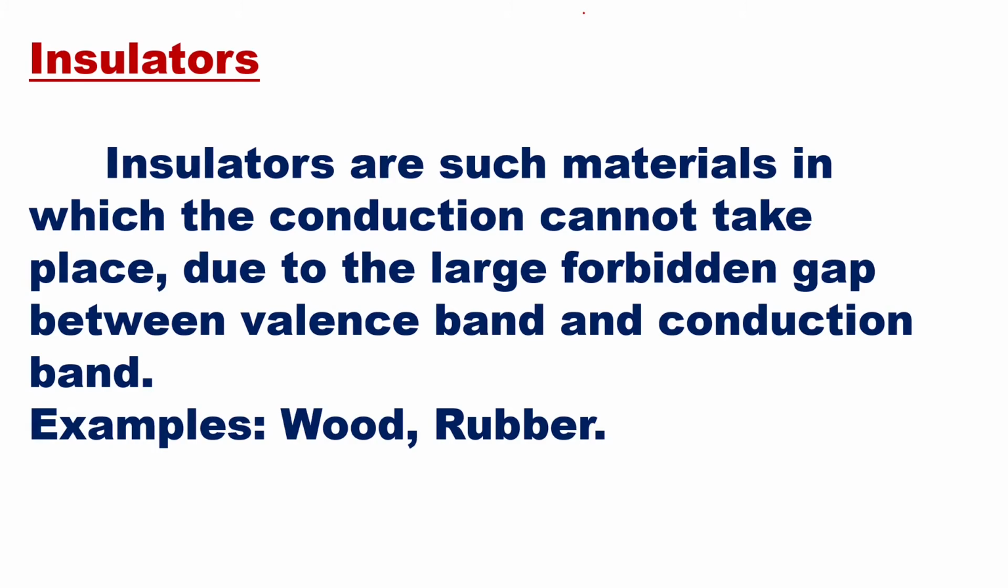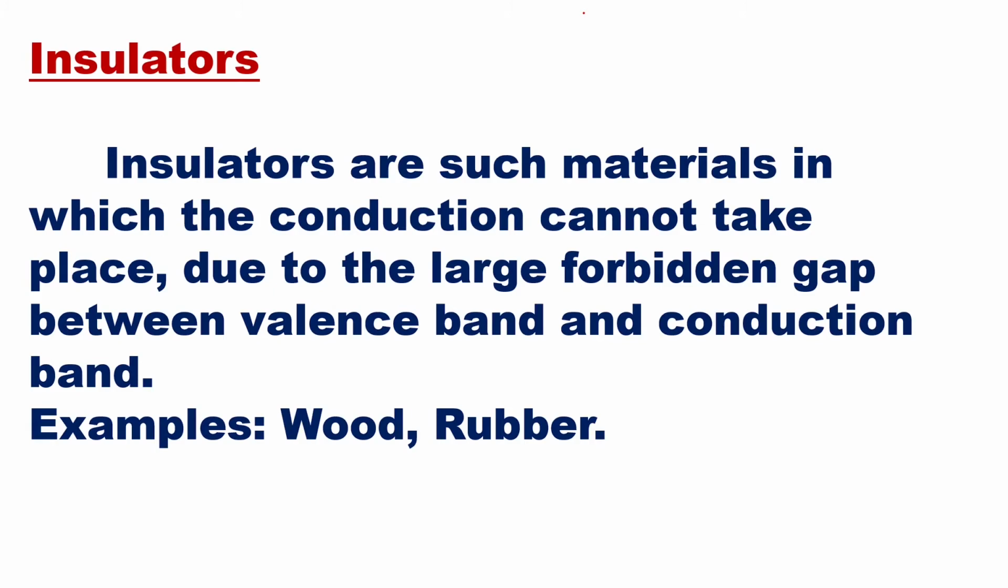Now on the basis of valence band and conduction band, we are going to speak about the difference between insulators, conductors and semiconductors. Okay, now here if you see the definition of insulators, insulators are such materials in which the conduction cannot take place. That means there are no free electrons for the current to flow, because the flow of electrons only is called flow of current. Okay, so there are no conduction electrons.